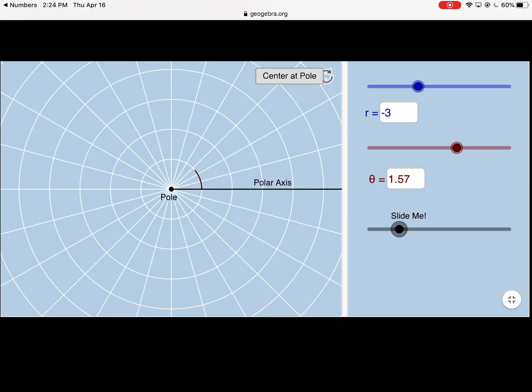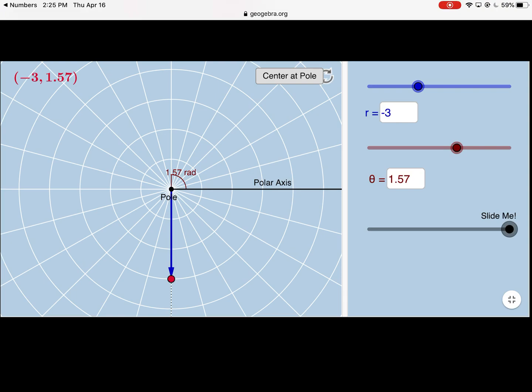So I'll begin the same manner as the last point. I'll sweep out my pi over 2, but then notice I end up going 3 units in the opposite direction of the terminal side of that angle to get to my point in the end.